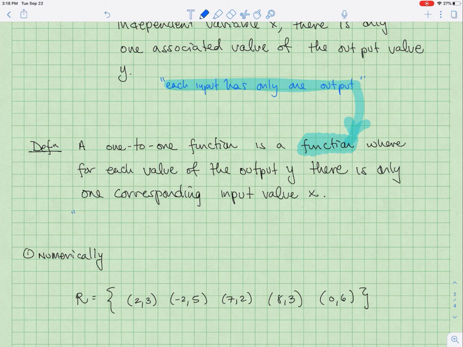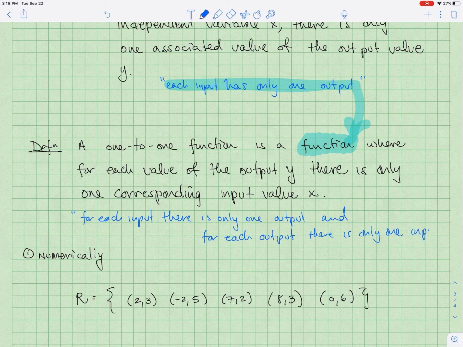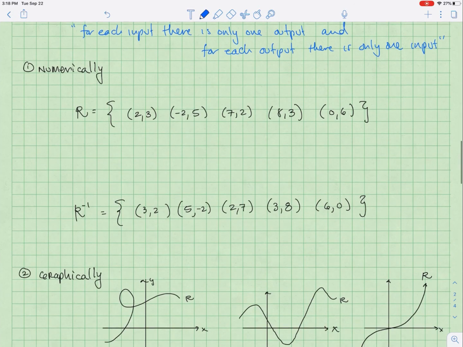Well, I guess I could say for each input, there is only one output, and for each output, there is only one input. So let's take a look at these ideas in those three different scenarios. Let's take a look at it numerically.